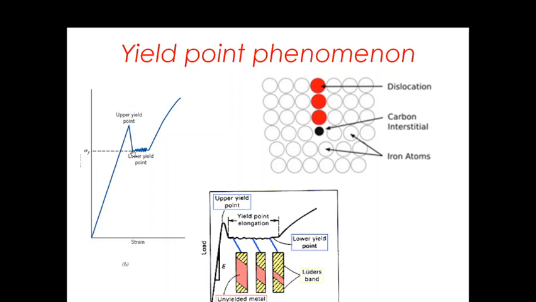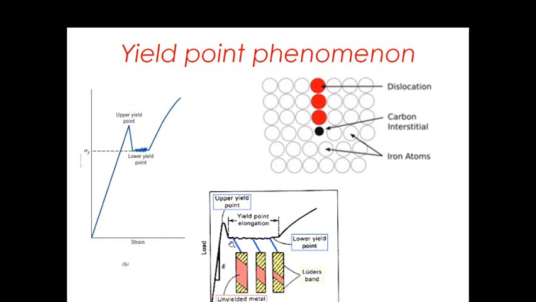Now from this point you can see, as we know, the stress required for dislocation movement is almost negligible. So at constant stress or constant load, dislocation movement starts. But this particular region is not homogeneous, it's a heterogeneous behavior. The reason for this heterogeneous behavior is explained here.